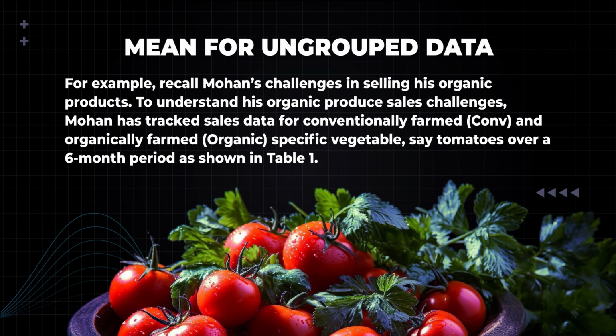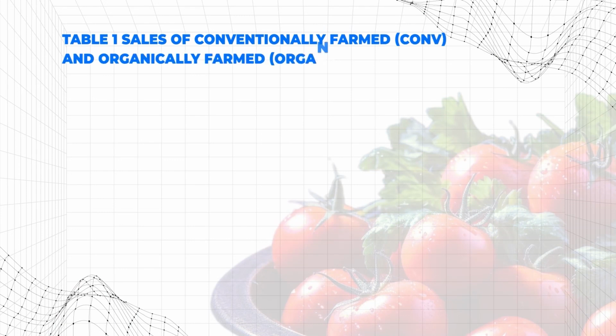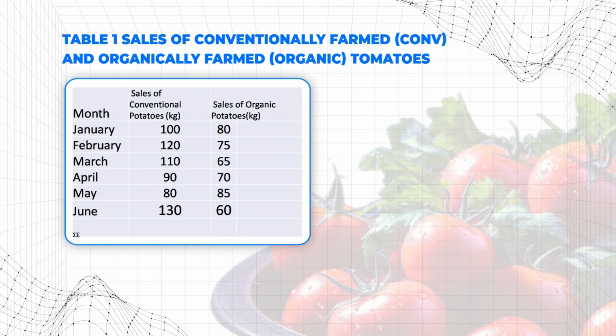To understand his organic produce sales challenges, Mohan has tracked sales data for conventionally farmed and organically farmed specific vegetable, say tomatoes, over a 6-month period as shown in table 1. So in column 1, the months are given. In column 2, sales of conventional potatoes are given, and in column 3, the sales figure of organic potatoes are given.